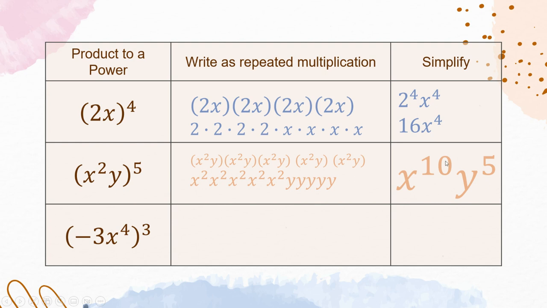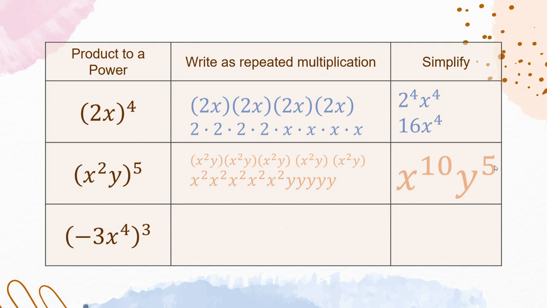If we're testing our rule that we kind of just made up right here, okay, well, x to the second, 2 times 5 is just 10. And y to the 1 times 5 is just 5. So maybe our rule works there, okay?